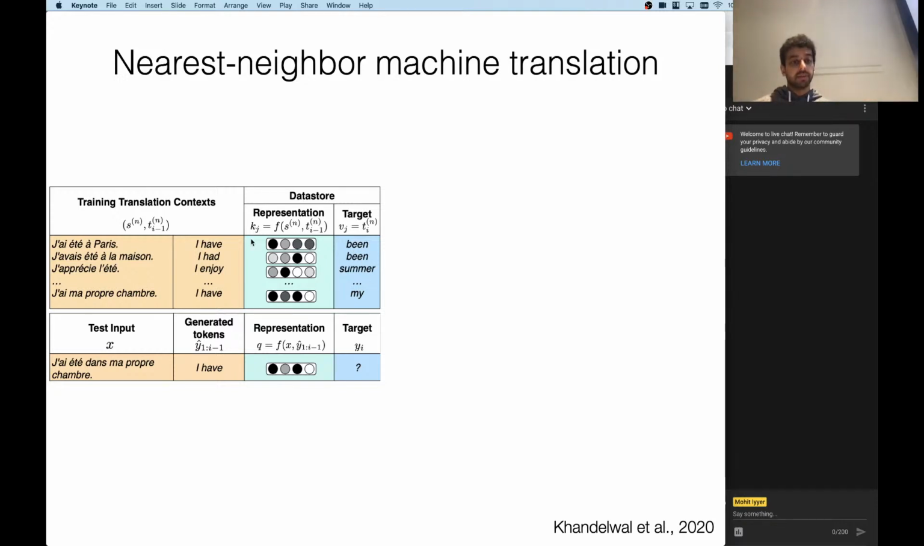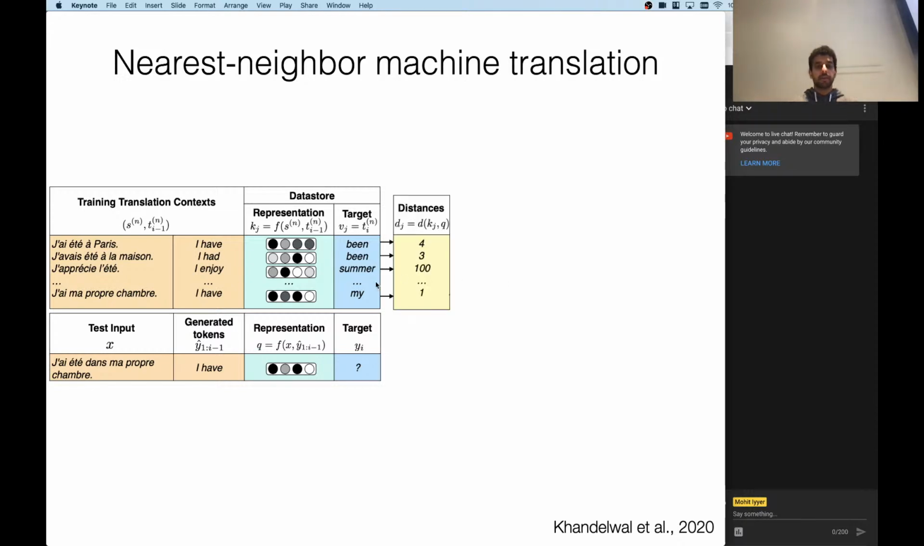In this case, it was also "been." In this case, it was "summer," so I guess this means "I enjoy summer." And here it was "my." Our goal is to predict at test time what is the next word given this context. The idea is that maybe some of these words that we saw following vectors similar to this one during training could actually be the word that we want to predict here. How can we take advantage of that?